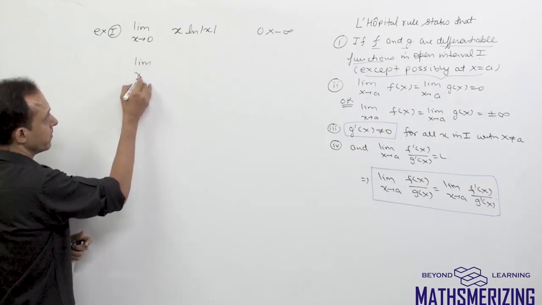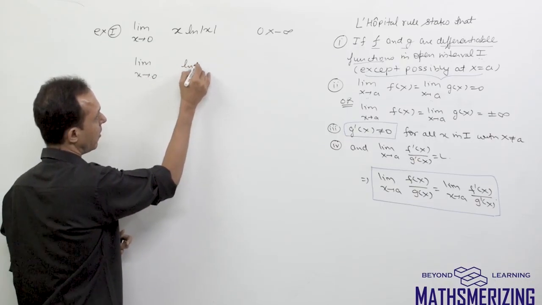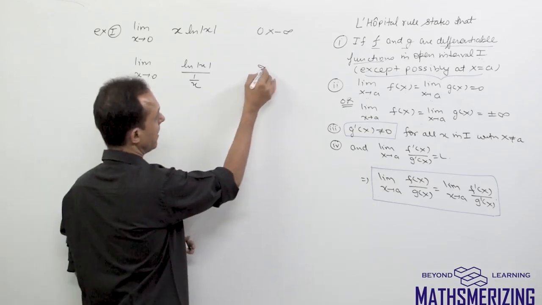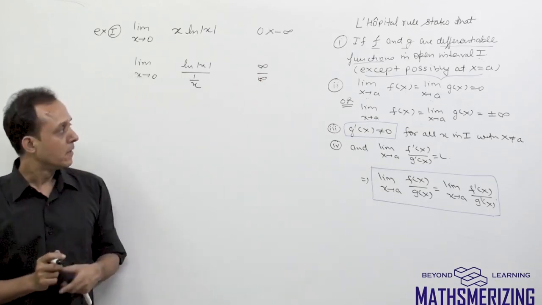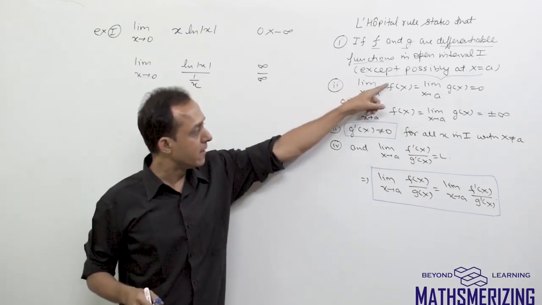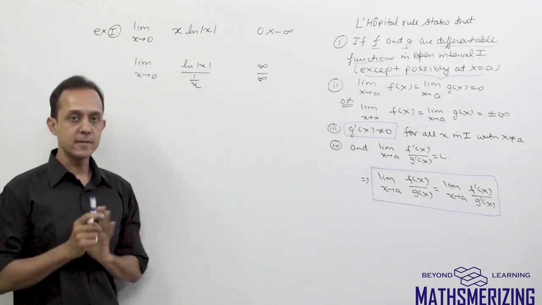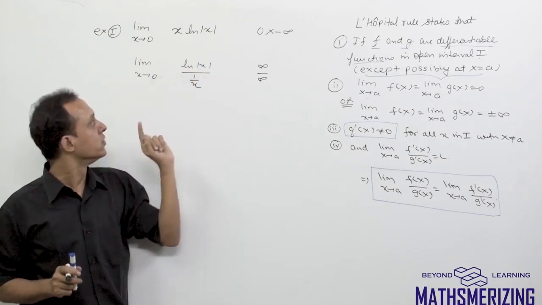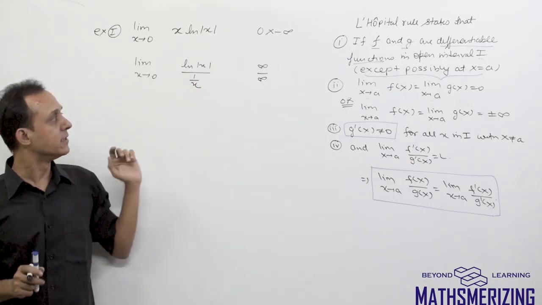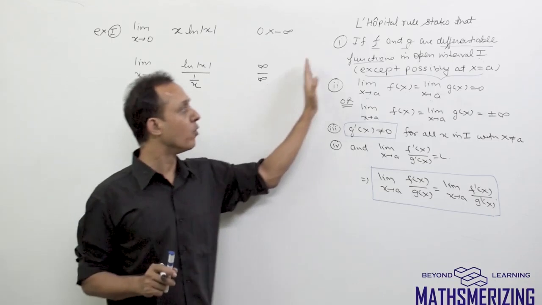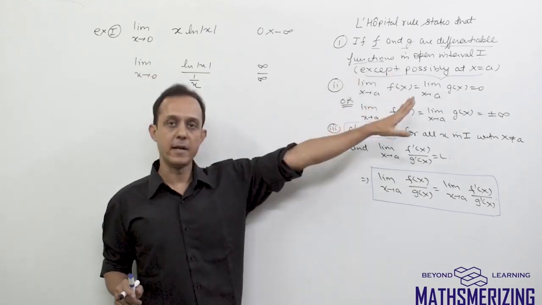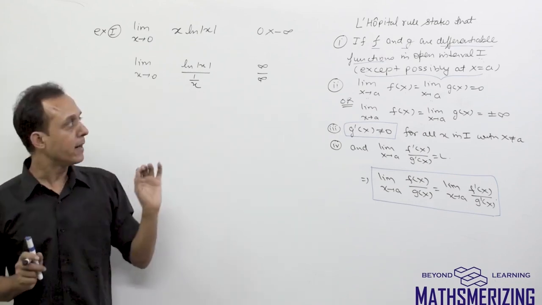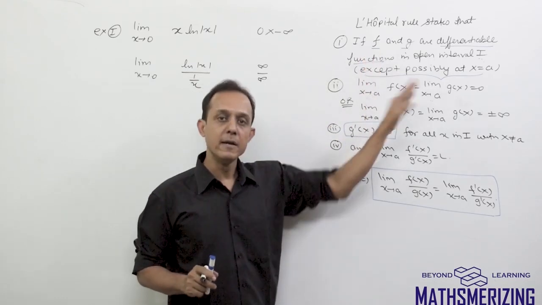Now I can write it as the limit as x tends to 0 of log|x| upon 1 upon x, which is infinity upon infinity form. So now it satisfies the second condition, which is that it is infinity upon infinity form. Now log|x|, this function, is differentiable for all values of x except x equal to 0, and 1 upon x is again not differentiable at 0. So here f and g are differentiable in open interval I except at x equal to a, for which we have to find this limit. So we can apply L'Hôpital's rule at a point where f(x) and g(x) may not be differentiable.